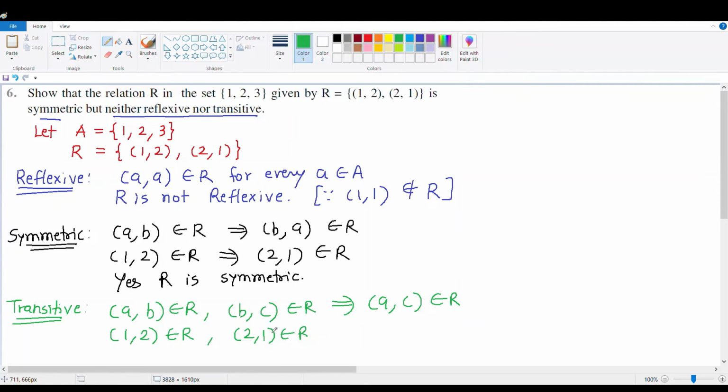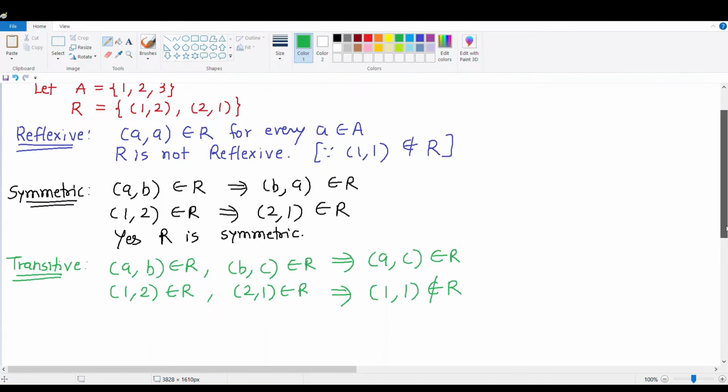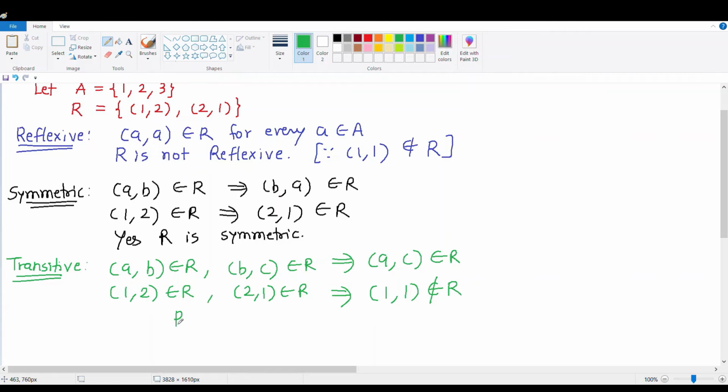So B is 2 and C is 1. Now, from this definition, (A, C). So our A was 1, and C was 1. So we are saying that (1, 1) also belongs to R, which is not. So it does not belong to R. So it is not transitive. So R is not transitive. Why is it not transitive? Because (1, 1) does not belong to R.